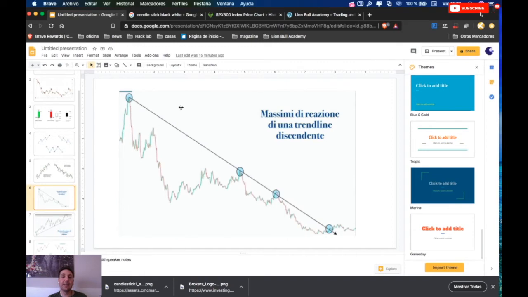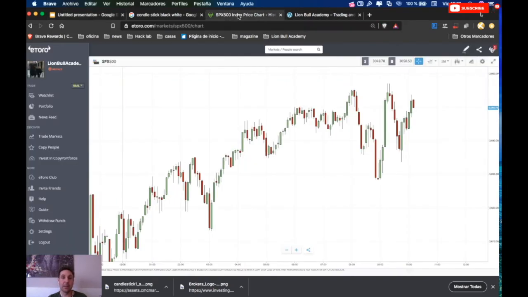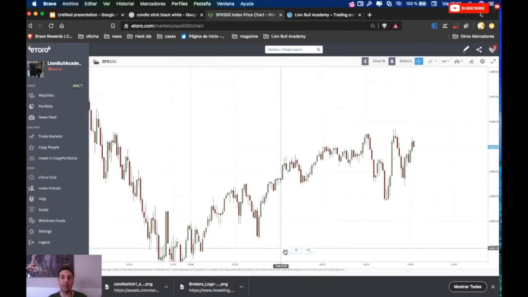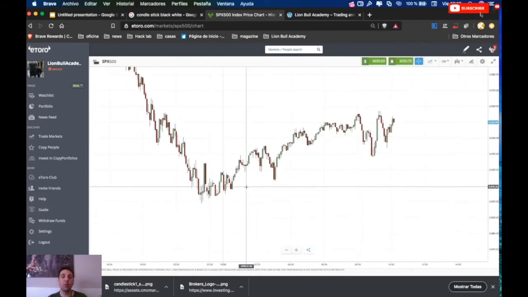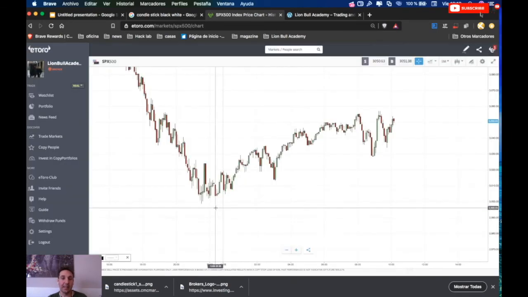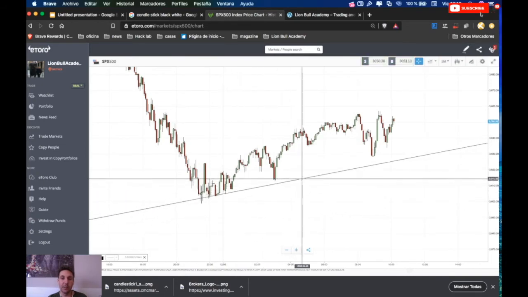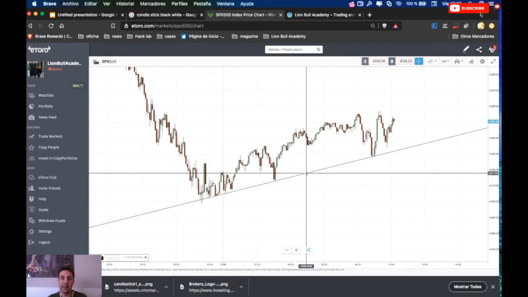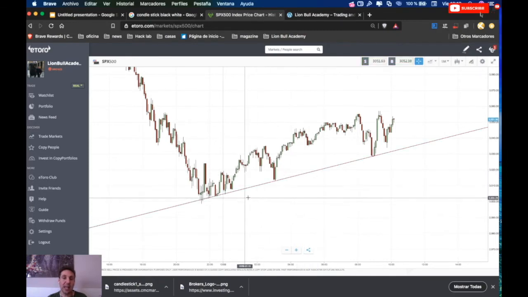How can we find out this movement in an easy way? Let's do it like this. We want to understand the movement of the market. So we create one line and we choose exactly the lows, we put them together and we create one tendency line.